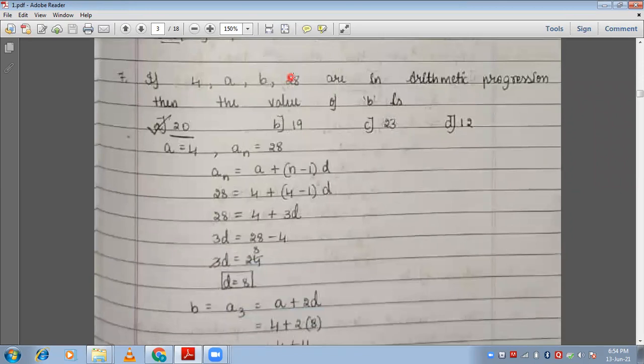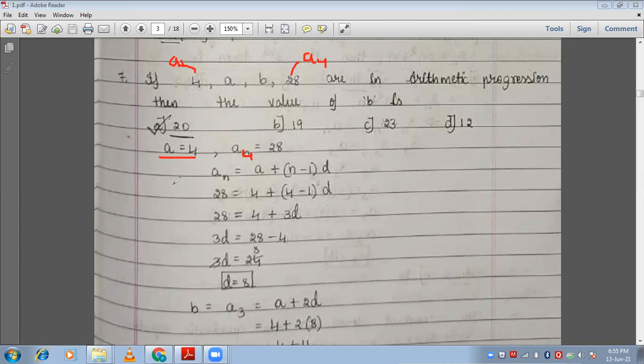Next, if 4, A, B, 28 are in arithmetic progression, then the value of B is dash. Here, B is the question mark. This one is the first term, so this is A1. The second one is A2, which is A. A3 is B, and A4 is 28. So the first term A is equal to 4, and A4 is equal to 28.